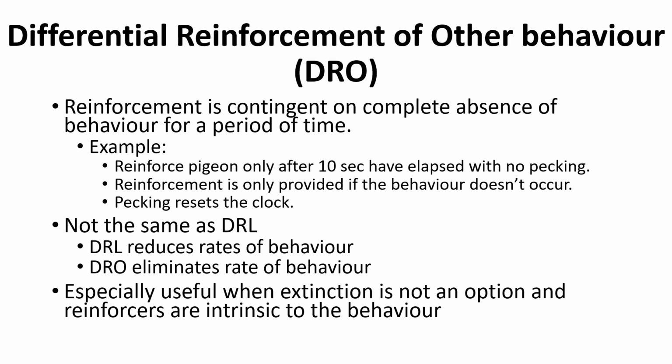So if they go and get food from somewhere else, if they get water, if they sit in the corner, if they scratch at the ground, all of that is fine as long as they don't do the one behavior that we've defined as them not being able to do. Now, clearly this is not the same as our DRL. Our DRL was trying to reduce the rates of behavior. A DRO is trying to completely eliminate this behavior. So we're trying to get down to this behavior not occurring at all.